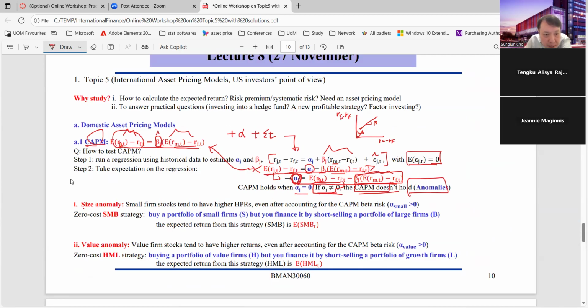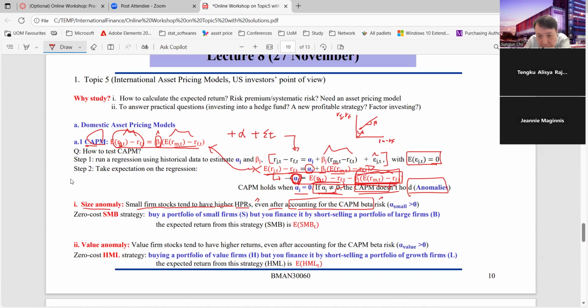So first of all, what is a size anomaly? You need to first explain the meaning of size anomaly. Small firm stocks tended to have higher holding period returns. So instead of J, we can put a group of small firms. If you buy a group of small firms, it will generate alpha. Now this part is important: even after accounting for the CAPM beta risk. The meaning of this one is actually this part.